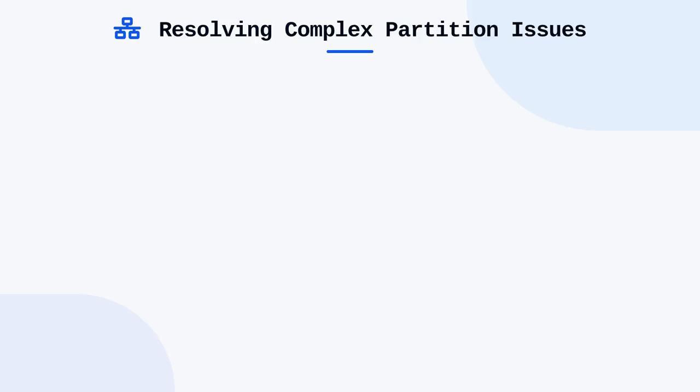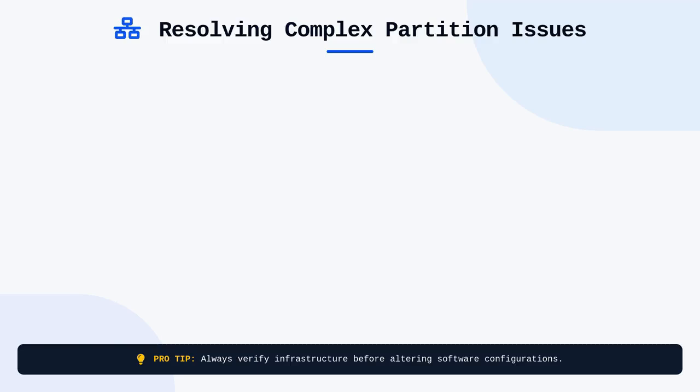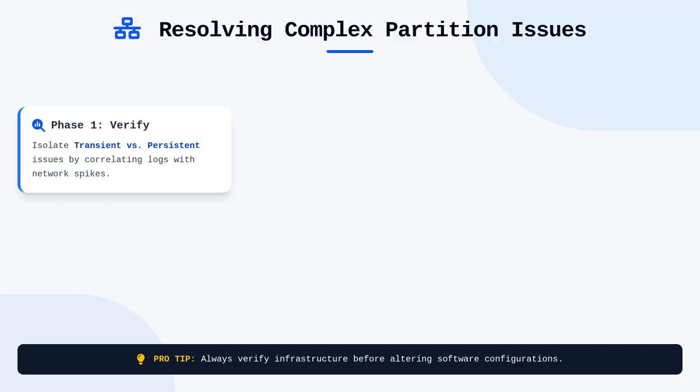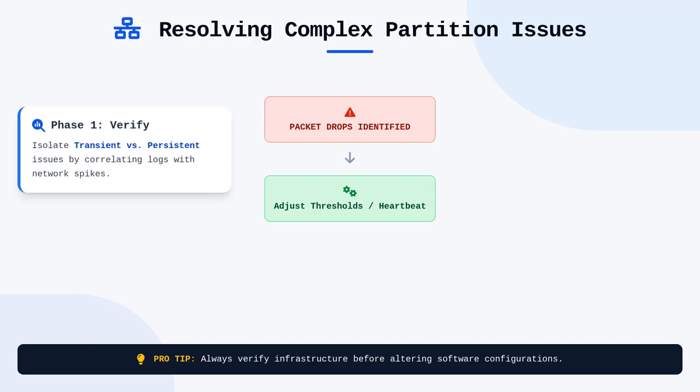Resolving complex partition issues often requires a methodical approach of verifying infrastructure before altering software configurations. Start by isolating whether the issue is transient or persistent by correlating timestamps from the server logs with any known spikes in network utilization. In cases where packet drops are identified as the root cause, updating the cluster heartbeat frequency or adjusting the failure threshold can bridge the gap, but this should only be done after validating the network layer.